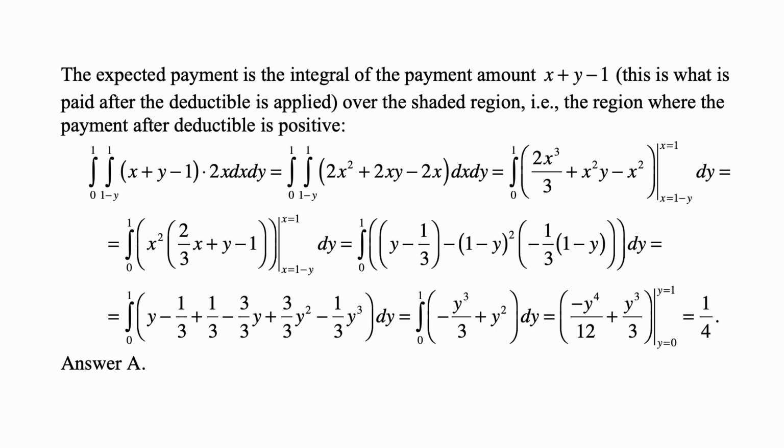Then this expression, we just multiply everything out and it becomes the integral from 0 to 1 of y minus 1/3 plus 1/3 minus 3/3 y plus 3/3 y squared minus 1/3 y cubed dy. And things cancel out, and this just becomes the integral from 0 to 1 of minus y cubed over 3 plus y squared dy, which the integral of this expression is minus y to the 4th over 12 plus y cubed over 3, and we evaluate from 0 to 1. At 0, this is 0, so the only value that matters is when y equals 1, and that's negative 1/12 plus 1/3, and 1/3 minus 1/12 is 1/4, which is answer A.